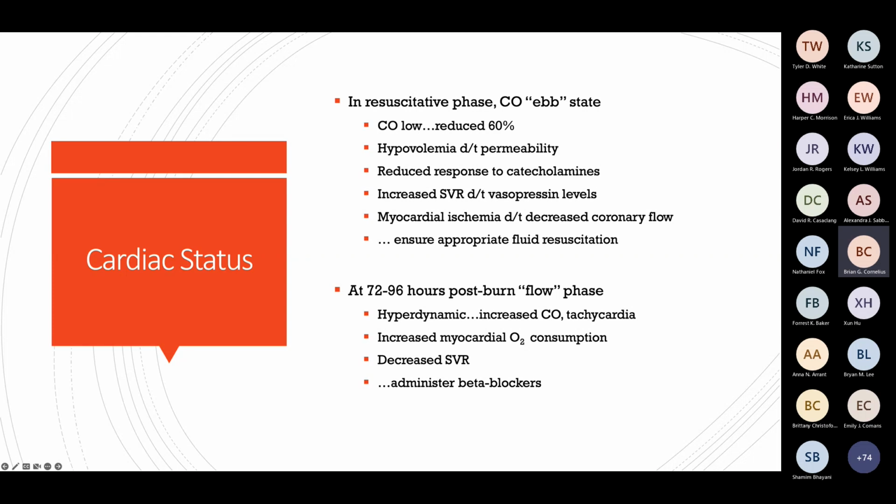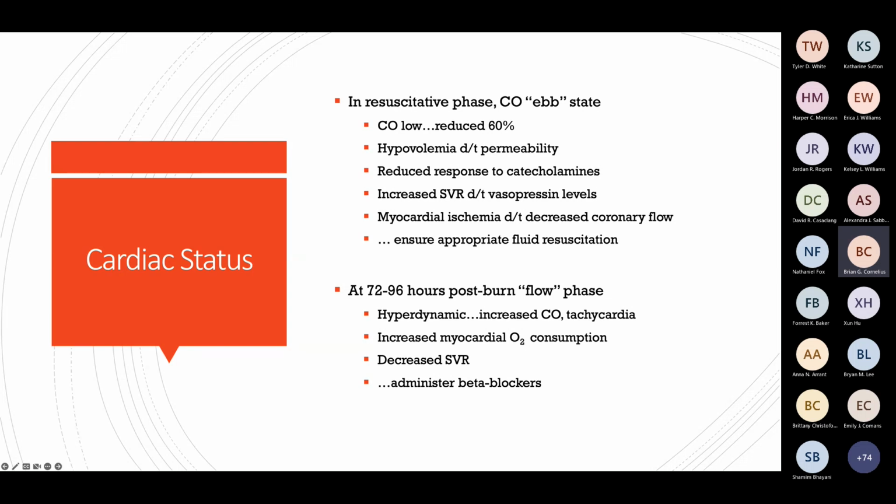Then on the back half of this, when you get to 3 or 4 days out from the burn, you have what we call the flow phase. At this point, all that fluid has gotten there. They're maybe teetering on being over-resuscitated, so you have a very high cardiac output. They're tachycardic. Because of the increased metabolic status, you have increased myocardial oxygen consumption. SVR may be decreased. This is one of those times where you want to make sure you've managed your pain well, and you also want to start thinking about beta blockers at this point.